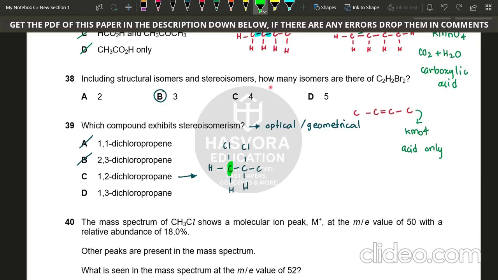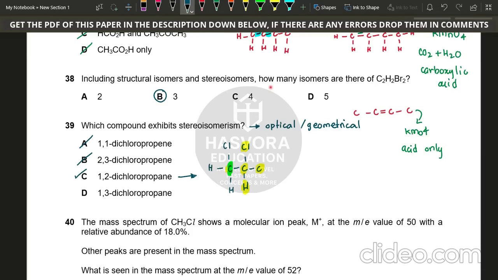So it means that there are no four different groups, but if you see this one, it is actually bonded to four different groups. One is the Cl, one is the methyl side chain, one is the hydrogen, and one is the methyl chain with a chloride. So these are four different groups, so C can be a possible answer. Let's also check the D one.